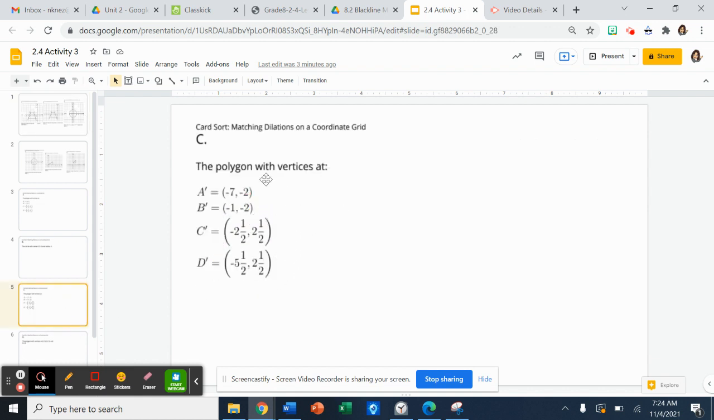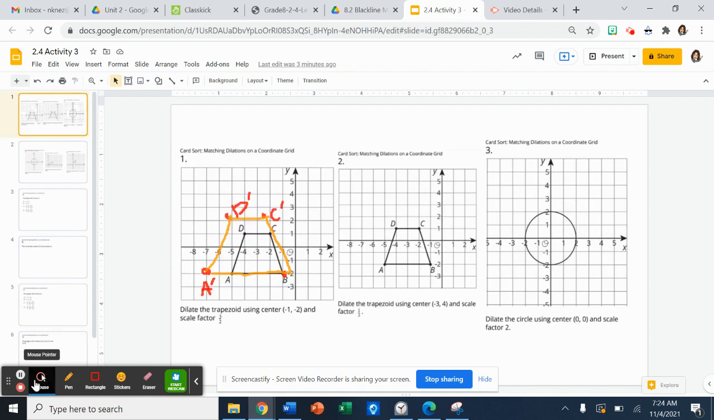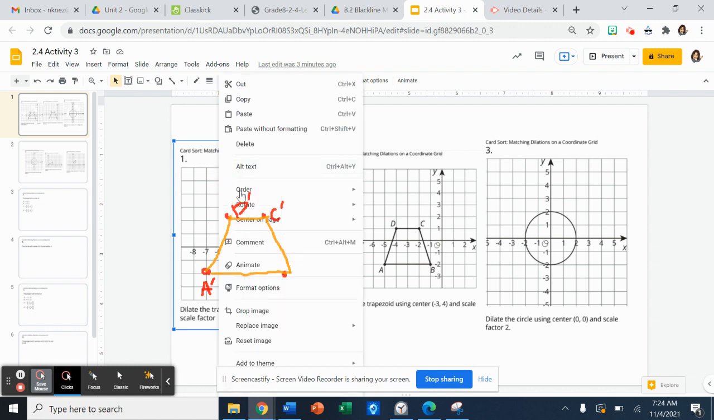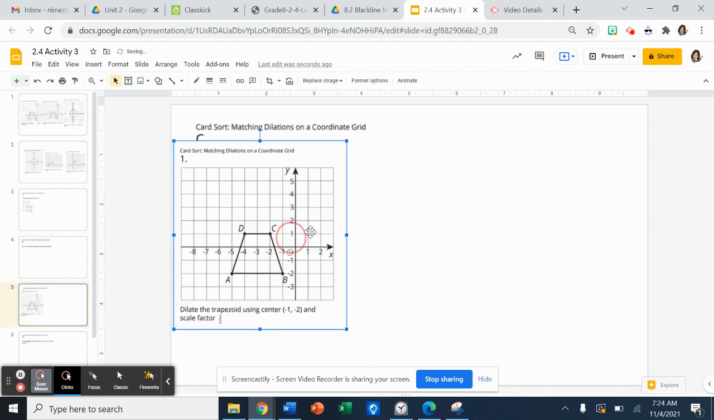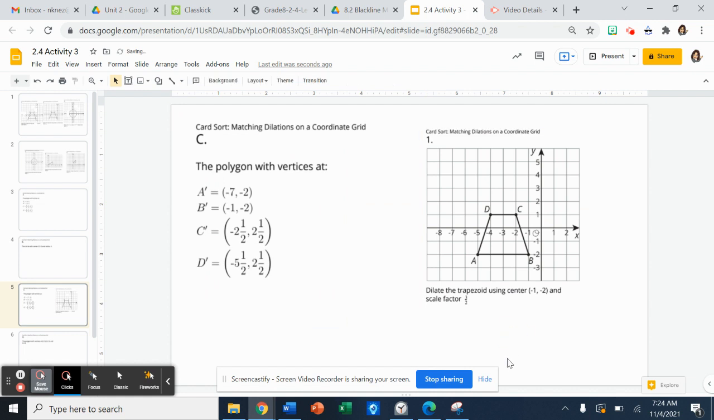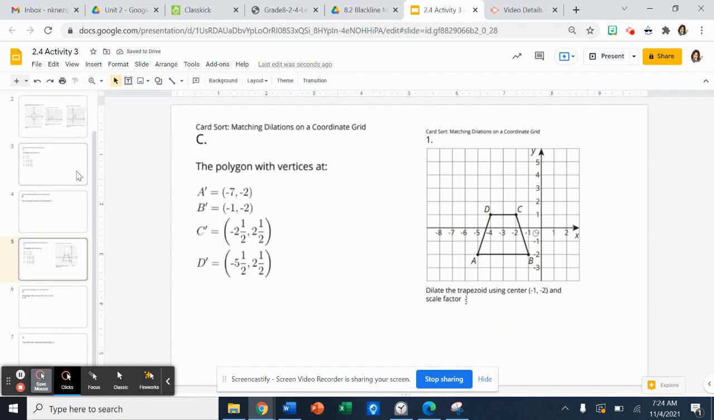So I know that card C is talking about card 1, which means that I'll take card 1 and I will copy and paste it into the slide with card C so that I can tell that they match. You should end up with a card on slides 3, 4, 5, 6, and 7 that has a dilation. So 2 cards on each slide.